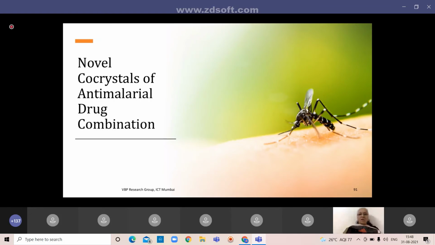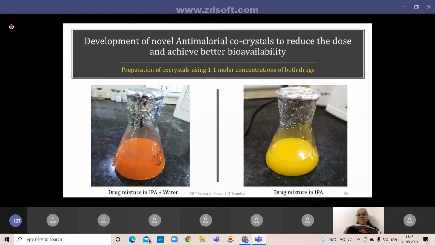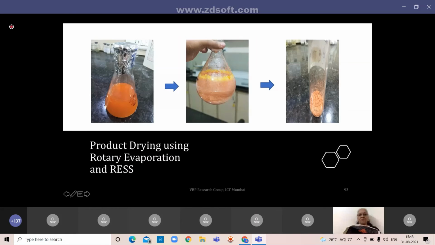Another one, which is my favorite always, and this study has been done by undergraduate students: novel co-crystals of an anti-malarial drug combination. That is the drug co-crystal. So you can see the drug when it is taken in a particular solvent, how does it look? Drug in IPA water, how does it look? We mix them both and then dry it.